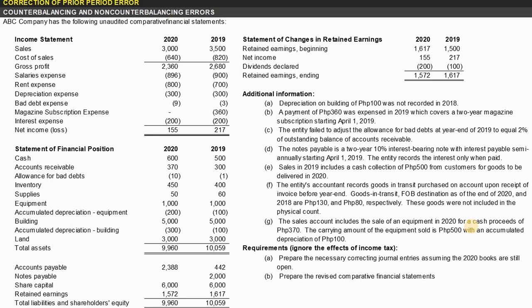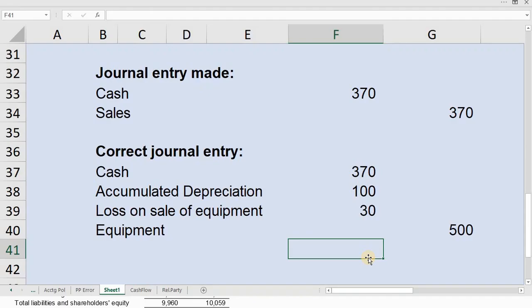Now let us proceed to the last error. So letter G. The sales account includes the sale of an equipment in 2020 for a cash proceeds of 370 pesos. The carrying amount of the equipment sold is 500 pesos with an accumulated depreciation of 100 pesos. So based on the problem, the entity recorded the cash proceeds as sales.